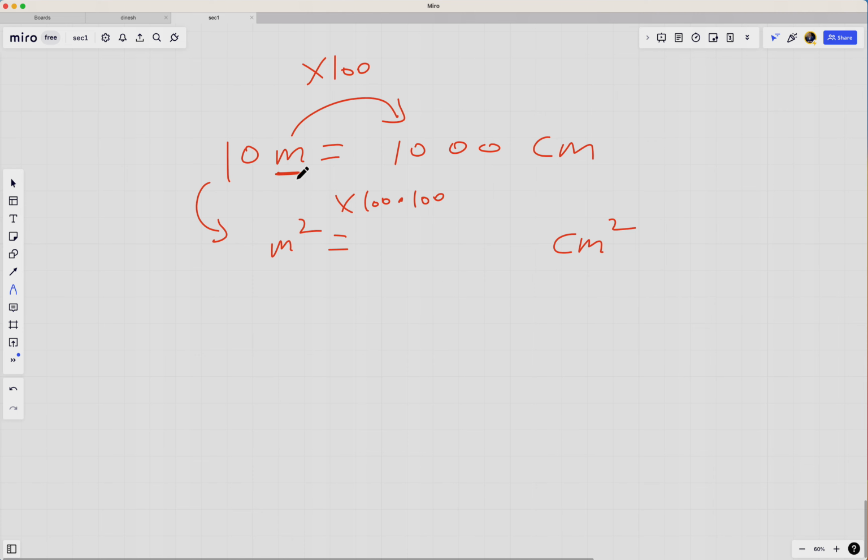Can you see, your meter, you square it? So the factor also must be squared, not times 2. Square it. Square it. You square it.